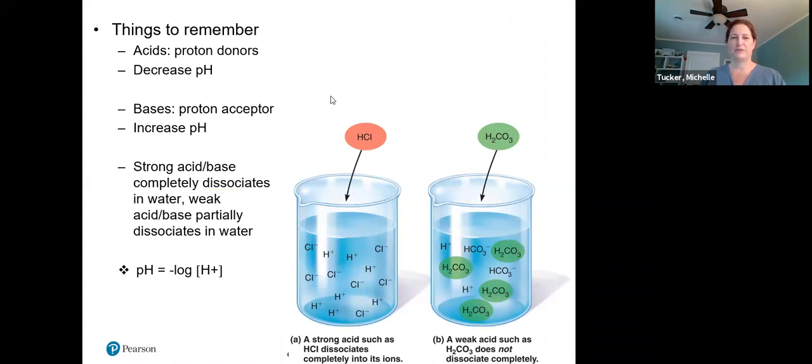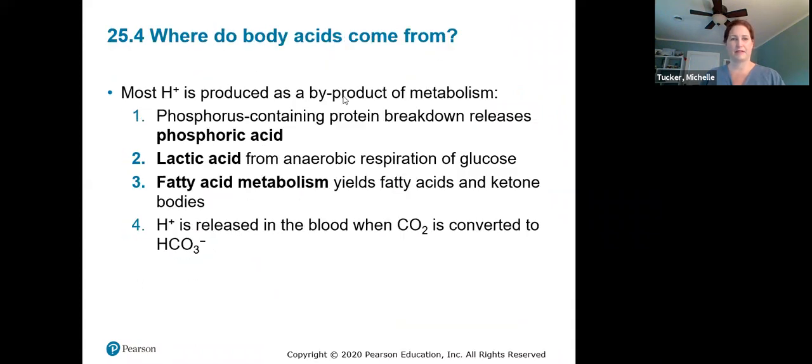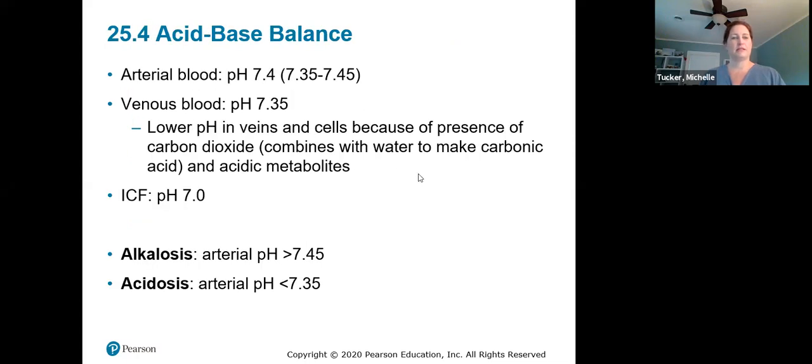Now we will go back to our material. So I just mentioned that pH is neutral at 7. However, our blood, its physiological pH is 7.35 to 7.45. So when we talk about acid-base balance, we're talking about arterial blood. So we'd be talking about arterial blood gas measurements.